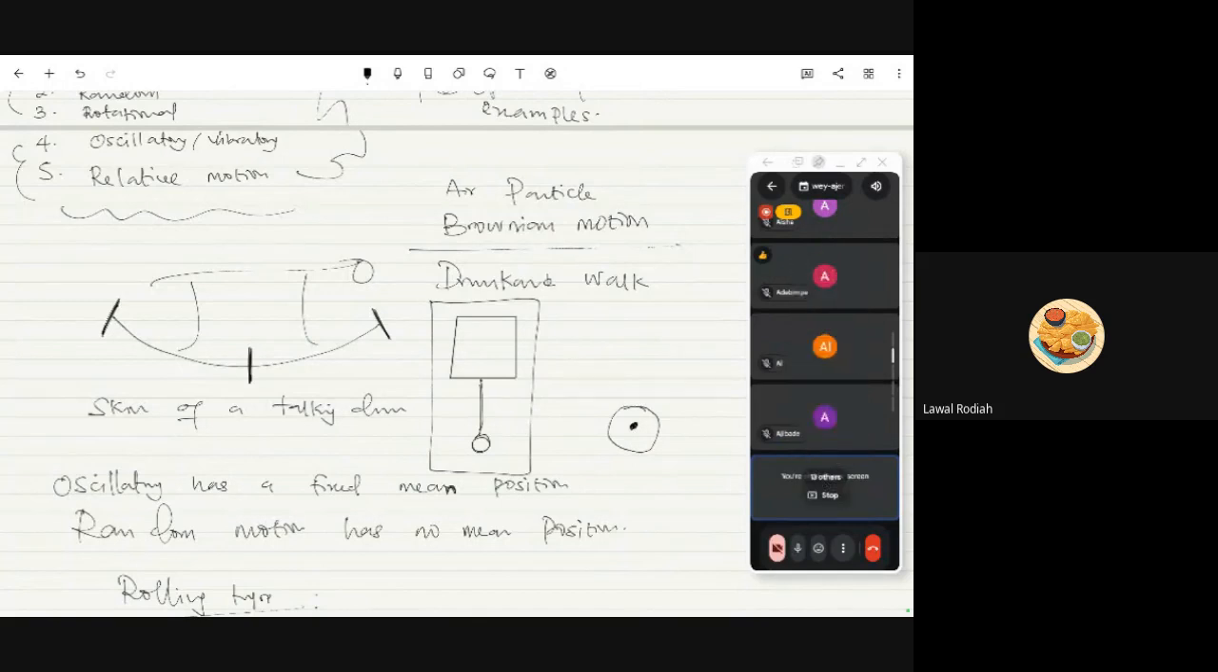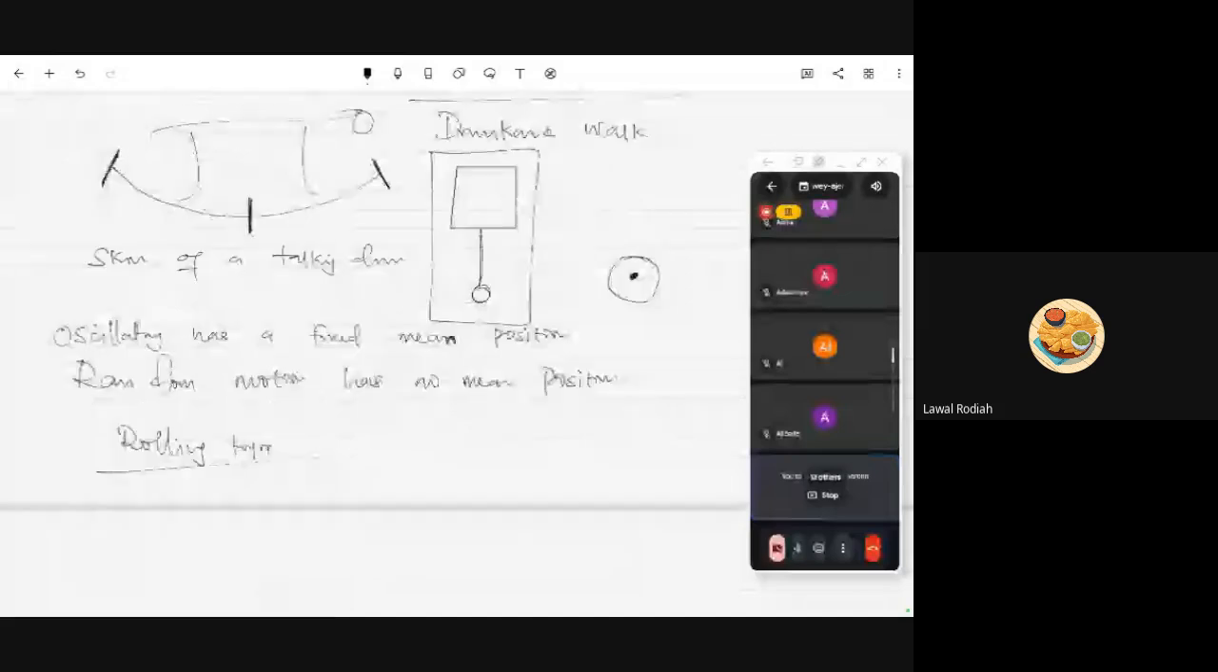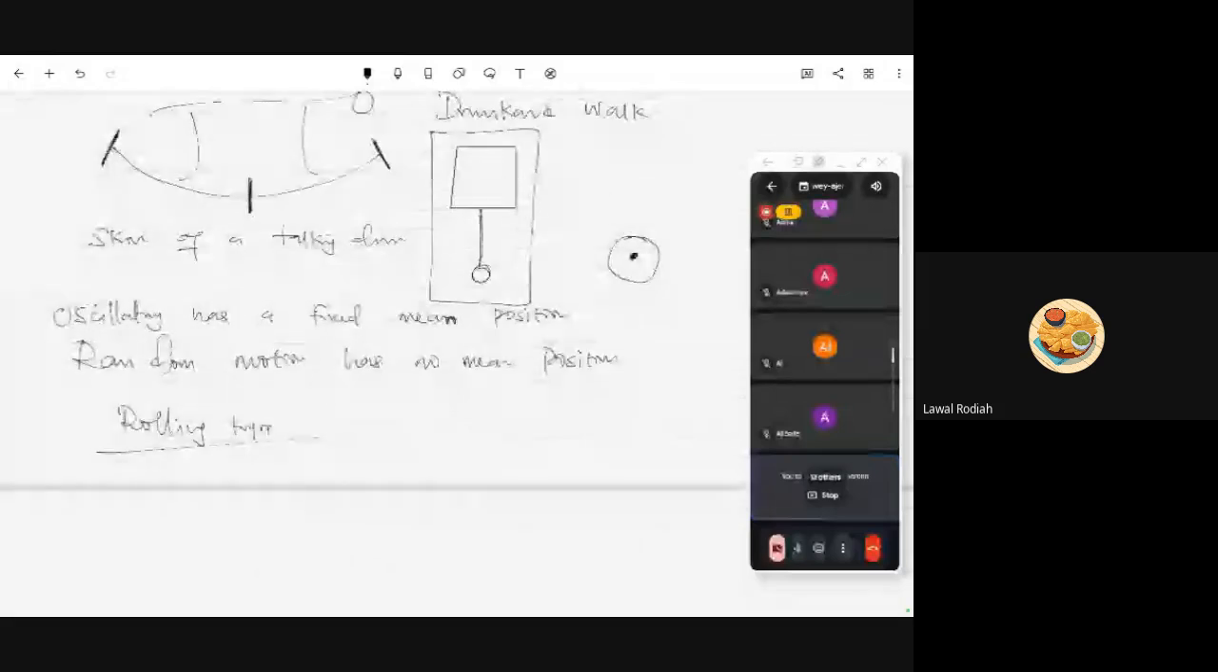So relative motion is the motion of an object measured with respect to another object. Two objects now. We are measuring the motion of one with respect to the other one. Do you understand?